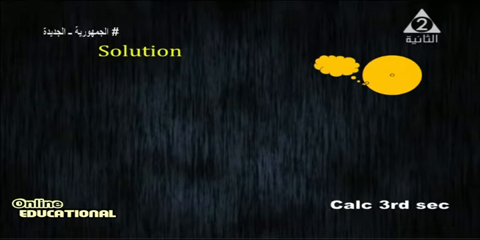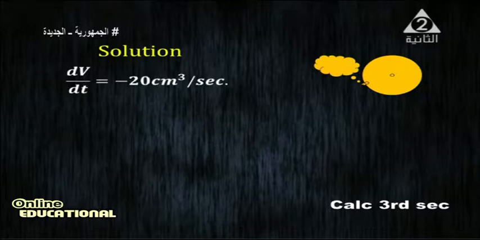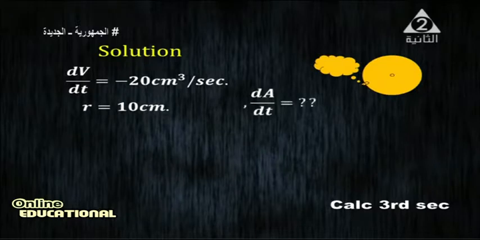We have a spherical balloon and the gas leaks from it. The volume is decreasing at the rate of 20 centimeter cubed per second. We can write dV/dt, the rate of change of the volume with respect to time, equals -20 centimeter cubed per second. At r equals 10, what is the value of dA/dt? dA/dt is the rate of change of the surface area, or external surface area, with respect to the time t.